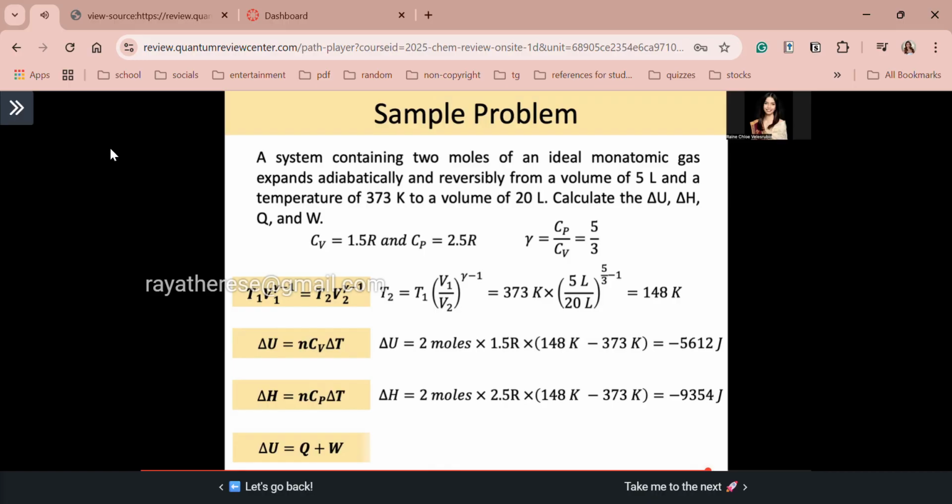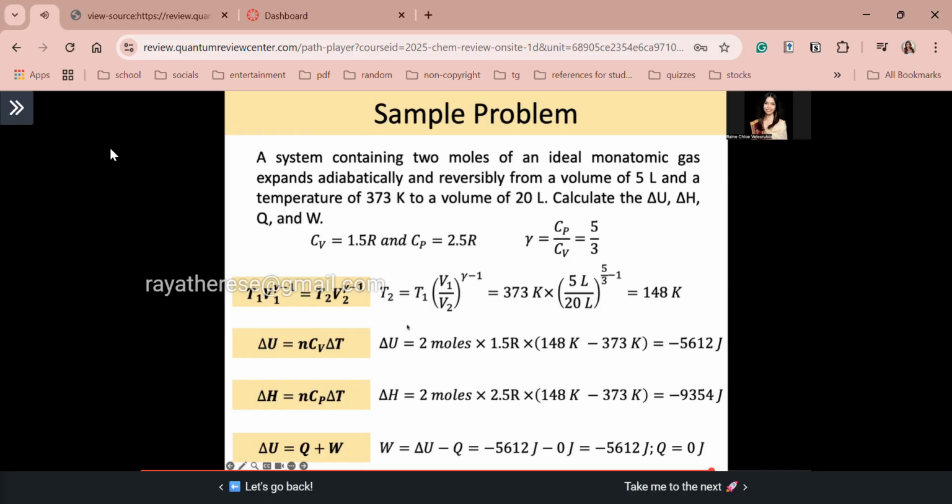Now, we can solve for work and Q through this equation from the first law of thermodynamics. Work is equal to delta U minus Q, which is equal to negative 5,612 joules minus 0 joules. And that is equal to negative 5,612 joules. Remember, this is an adiabatic process. No heat is coming out or going into the system. That's why Q is equal to 0 joules. You can do this, guys.